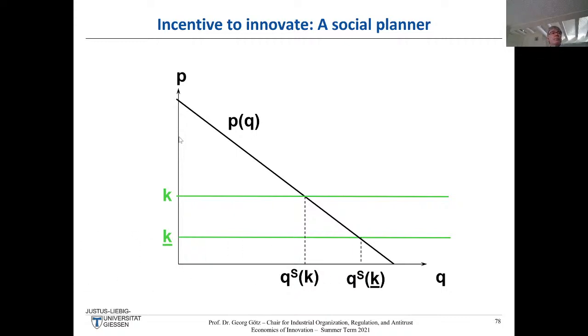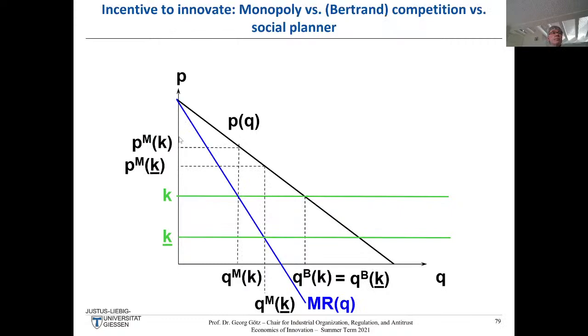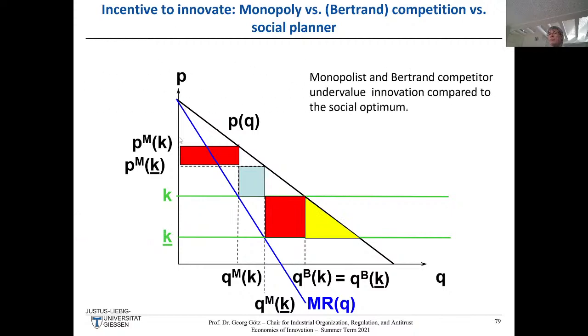And you see immediately the rectangle was the gain from innovation under Bertrand, and here it's higher. So what you see immediately if you compare, I just put all our diagrams in this diagram, is that the monopolist and the Bertrand competitor undervalue innovation compared to the social optimum. The social planner has a higher incentive to innovate than Bertrand, which is equal to this yellow triangle. And of course, it has a much higher incentive to innovate than the monopolist, because the monopolist has a lower incentive to innovate than the Bertrand competitor.